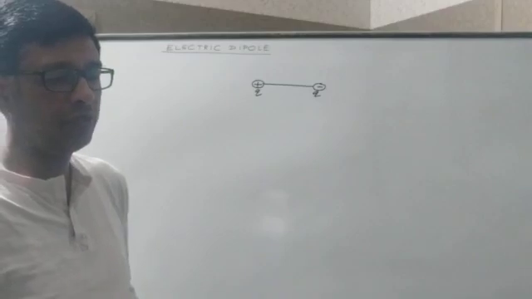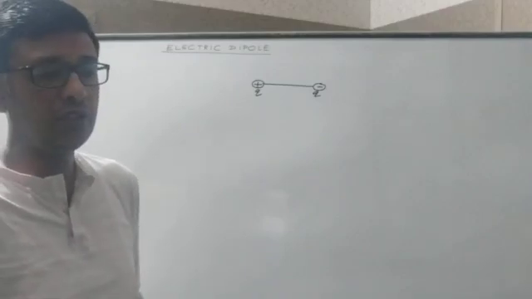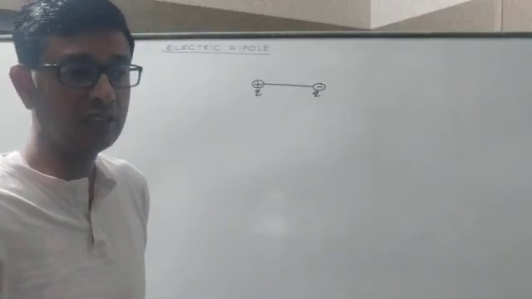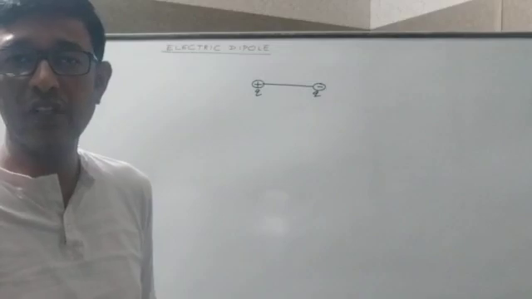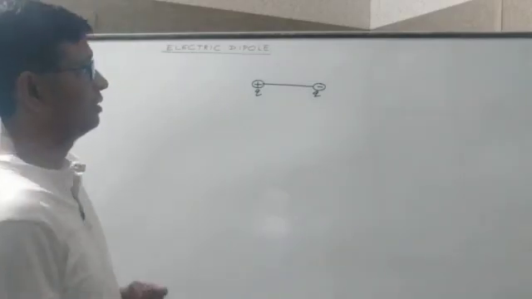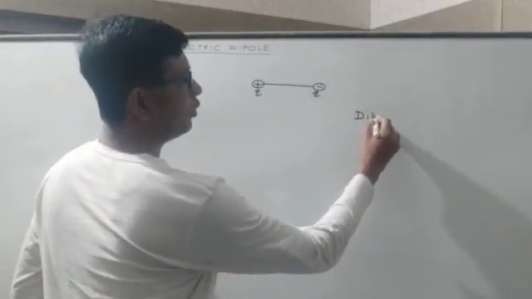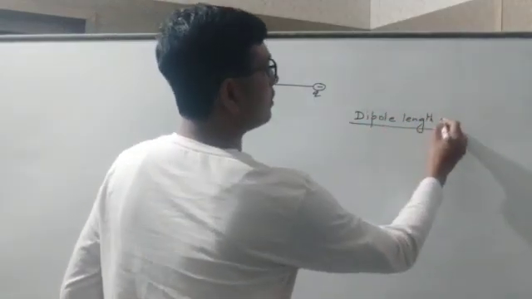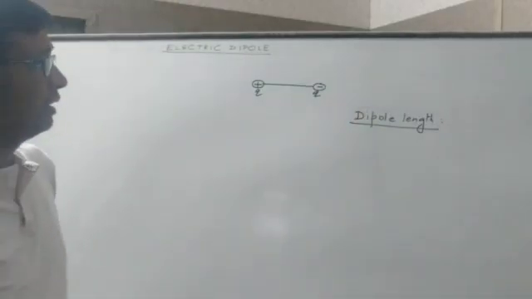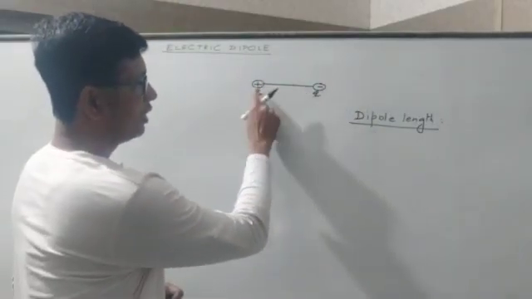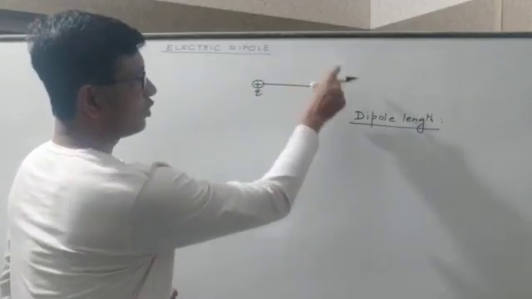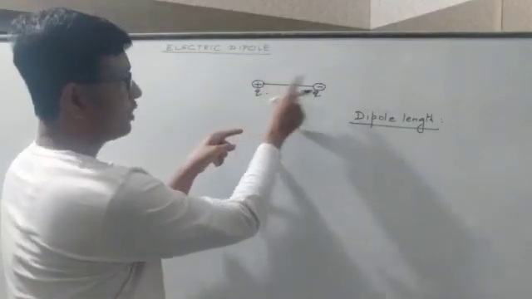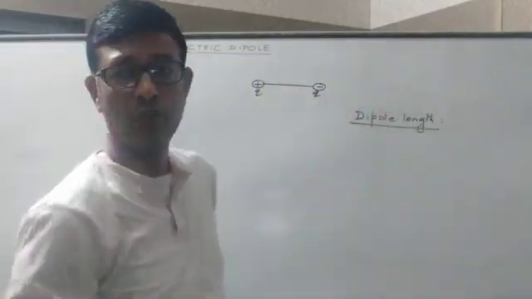Before we begin with an article, we need to learn certain terms and definitions like dipole length, dipole moment, axial line, equatorial line. So, let's start with dipole length. It is the distance between the two equal and opposite charges which constitute an electric dipole. So, this system is an electric dipole. The separation between these two equal and opposite charges is known as dipole length.